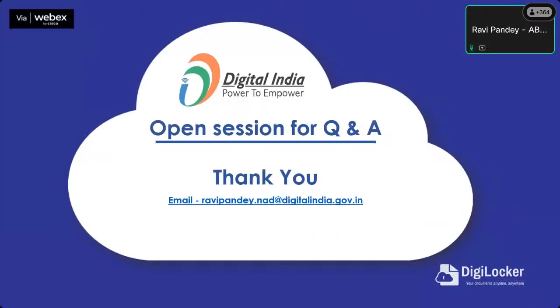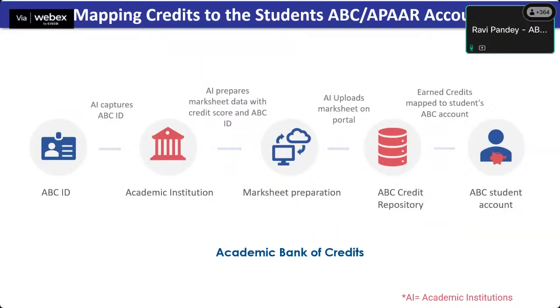I'll just show you one more important thing. This is the flow. The task of ABC doesn't end after creation of the ABC ID. This is what I was discussing. After the ABC ID is created, now it is the issuing authority, let's say the university. Once the affiliated colleges have collected the ABC ID from the students, they will be sharing the ABC ID with their concerned affiliating university. Now the task of the university starts.